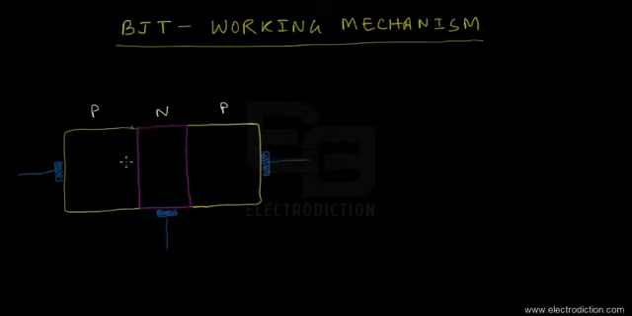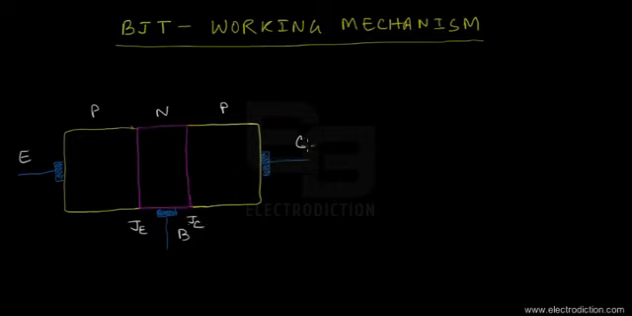Now we can see over here that this is the emitter terminal, correspondingly this is the base, and here's the collector. There are two junctions in this device. The one between the emitter and the base is known as the emitter junction, and the one between the base and the collector is known as the collector junction.